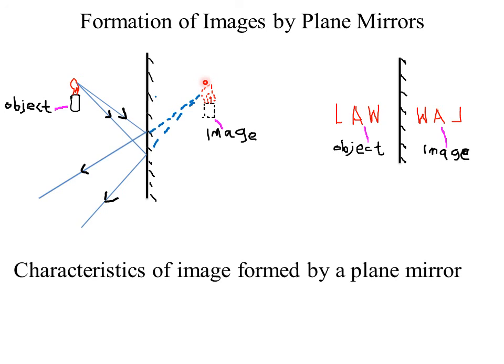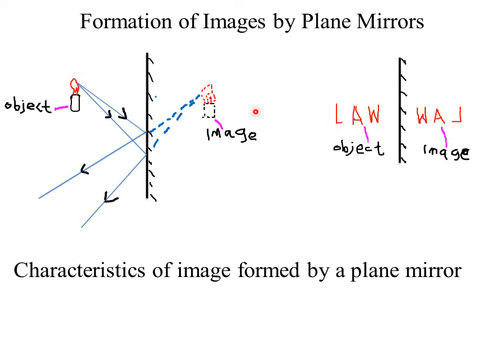Then the last one is that the image is laterally inverted. We have already said that lateral inversion means what was coming first comes last, and what was coming last comes first, as it appeared here in the law. So this is what we are calling the lateral inversion.